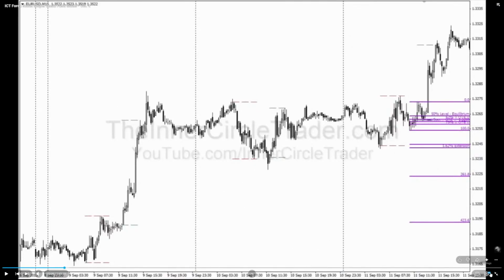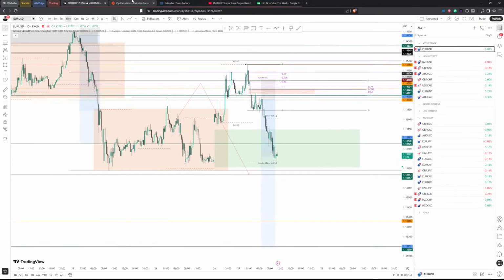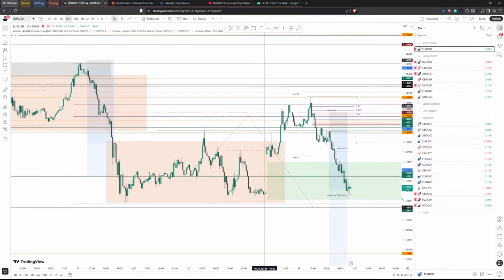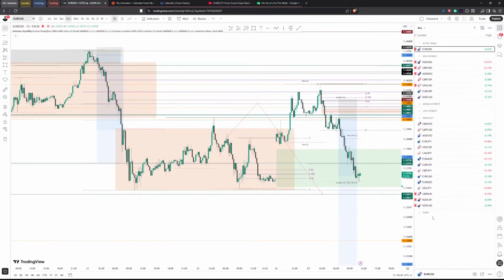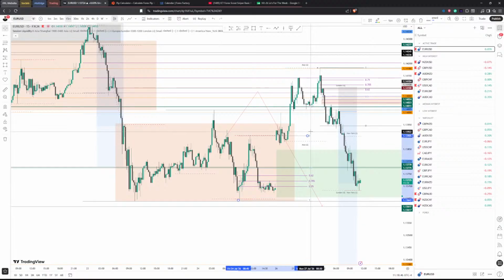I want to kind of look at this idea again. Swing low, swing high. To be fair, this is like the end of the market. I would never take a trade like here anyway.